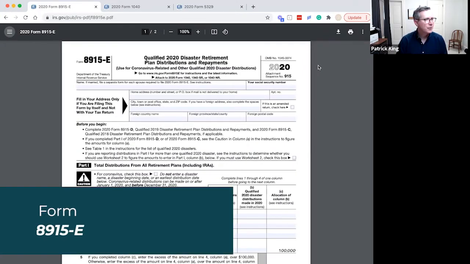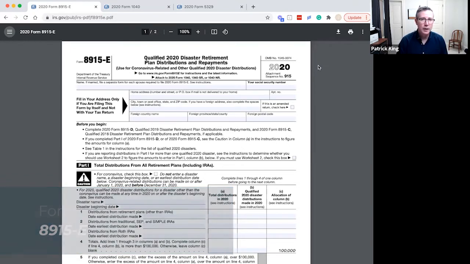Hey there, folks. This is Form 8915-E. This is the form you're going to want to include in your 2020 taxes if you took a 2020 CARES Act IRA distribution. This tells the IRS exactly what happened and is going to help you spread those taxes across the next 3 years instead of having to pay taxes all in 1 year.